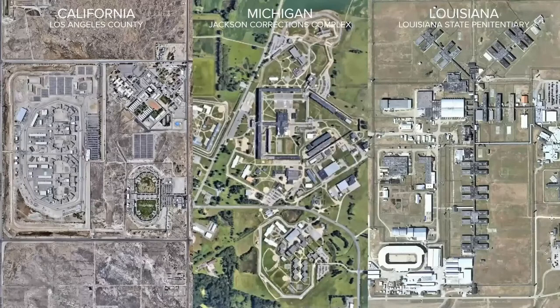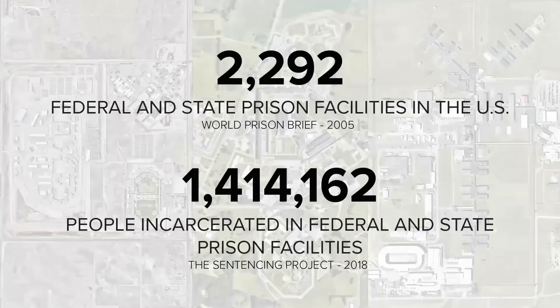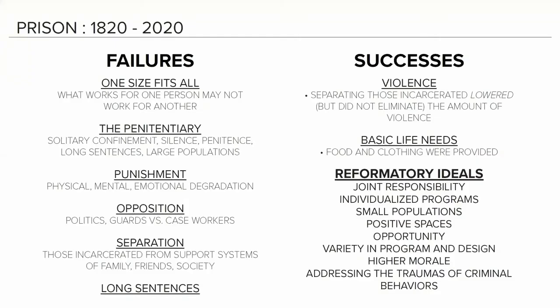We see the same trend happening across the country, from California to Michigan to Louisiana. Louisiana happens to be the largest corrections complex in the country, where over 5,000 people reside. Our need to over-incarcerate has led to 2,292 federal and state prison facilities being built in the United States, housing over 1.4 million people. Looking at prisons over the past 200 years, the failures are in the one-size-fits-all approach.